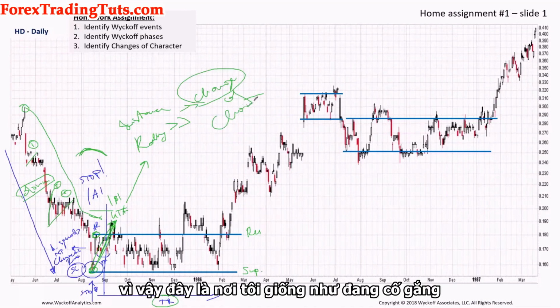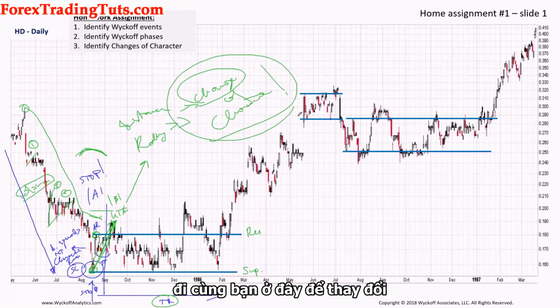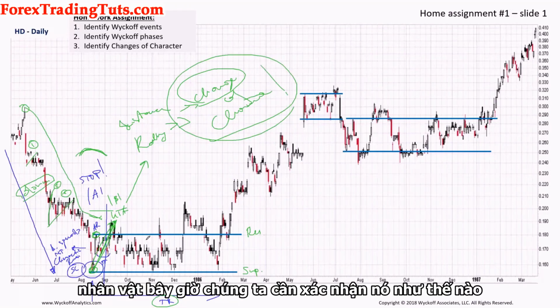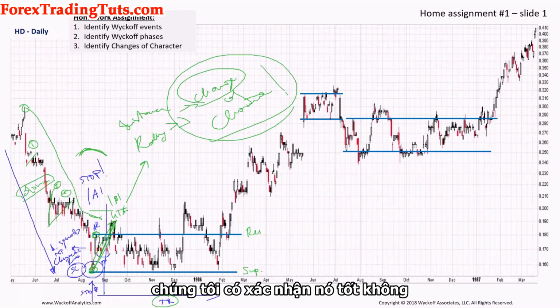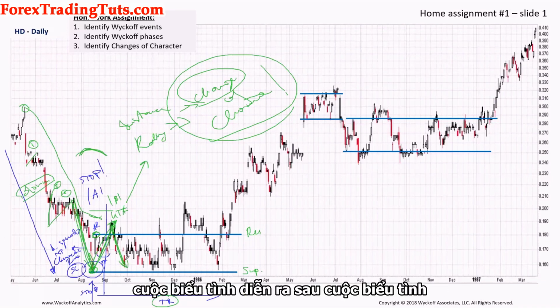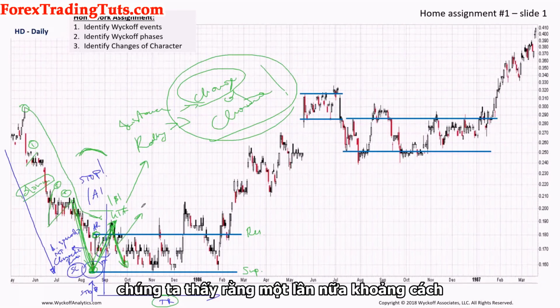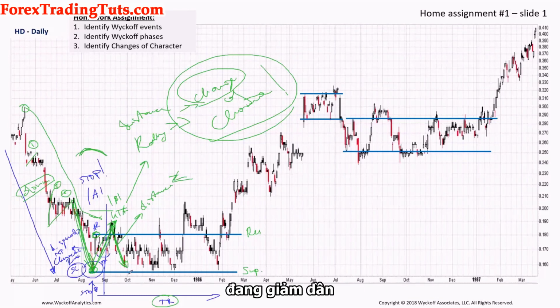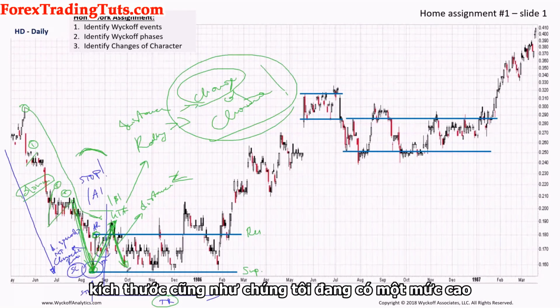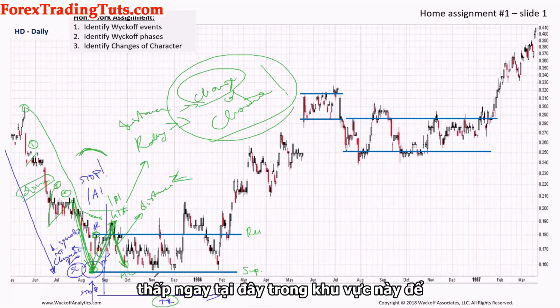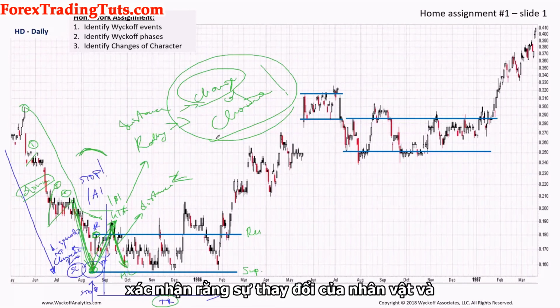So this is where I'm trying to go with you here. A change of character. Now we need to confirm it. How do we confirm it? Well, we look at the climactic run, and we compare it to the next rally that comes after the change of character rally, and the next decline that takes place. Then we see that, again, the distance is diminishing. We're seeing how the spread might be diminishing as well. We're having a higher low right here in this area. So that confirms that change of character.